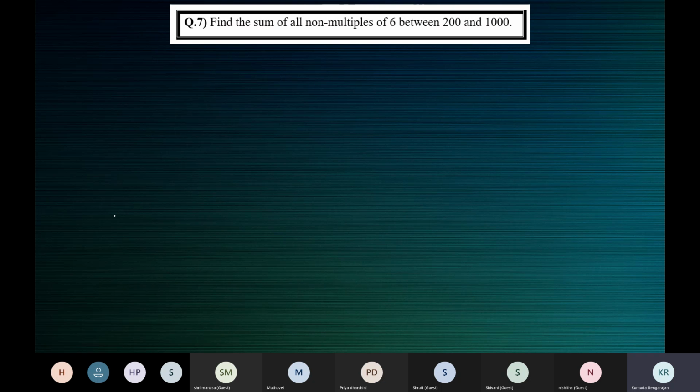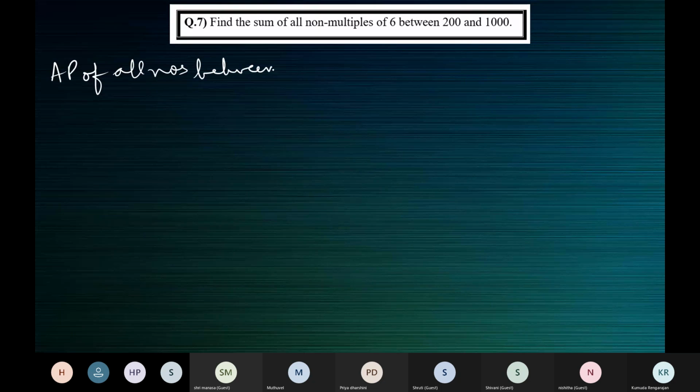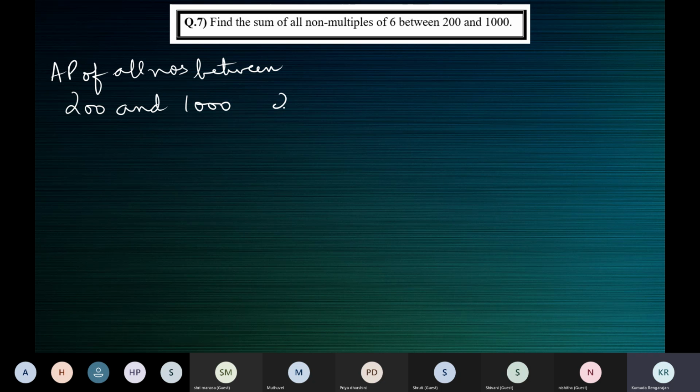AP of all numbers between 200 and 1000. As Priyadarshini said, 201, 202, 203, so on up to 999. Very good.